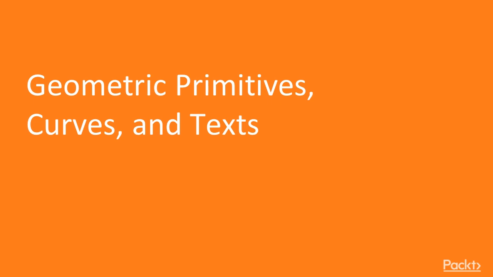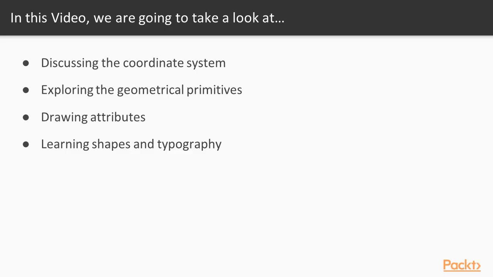Now we move on to the first video of this section, which covers the basics of two-dimensional vector graphics with openFrameworks. In this video, we're going to take a look at coordinate systems used in openFrameworks, and then draw geometrical primitives, such as lines, rectangles, and circles. We'll also consider setting drawing attributes, such as color and line width. Next, we'll draw a polygon and a smooth curve. Finally, we'll learn to draw text using TrueType fonts.